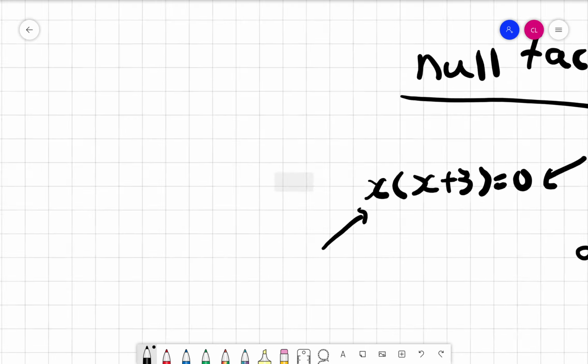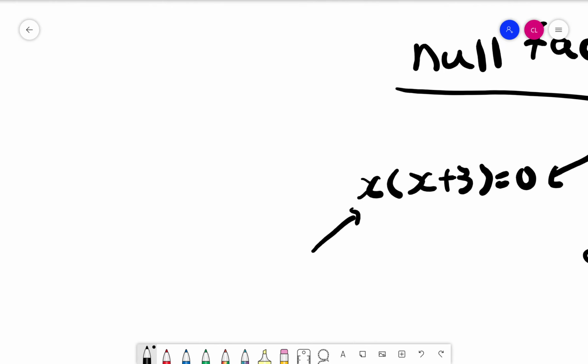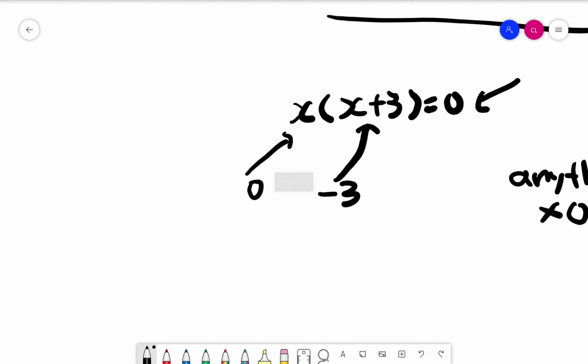Having that in mind, without expanding, you can already see x can be 0, because if that's 0, then it doesn't matter what is in here. Multiplying them together would be 0. Or you can look here: if we put -3, this spot would be 0. In that case, whatever this is, it would still equal 0. So x equals 0 or -3.